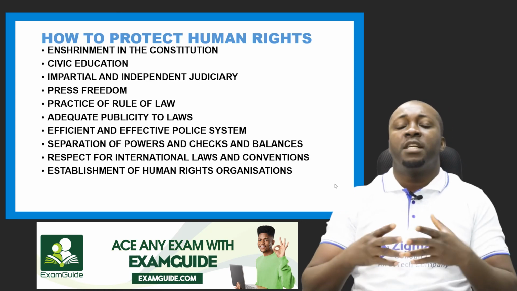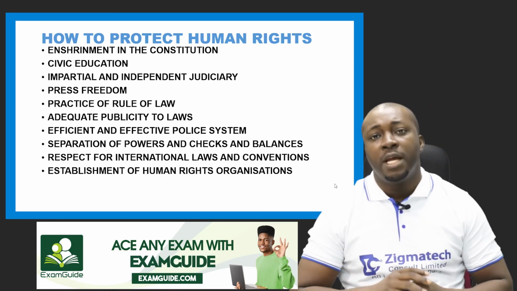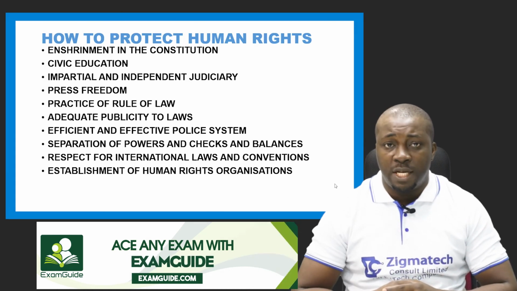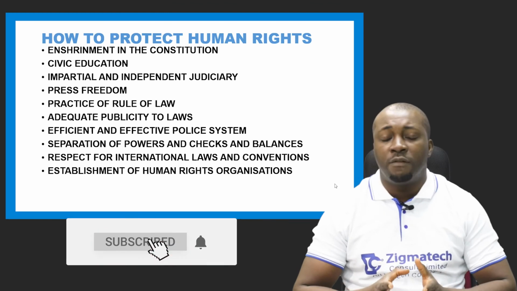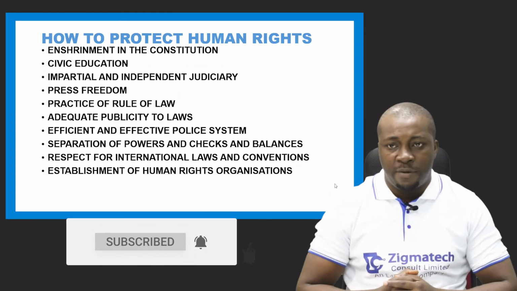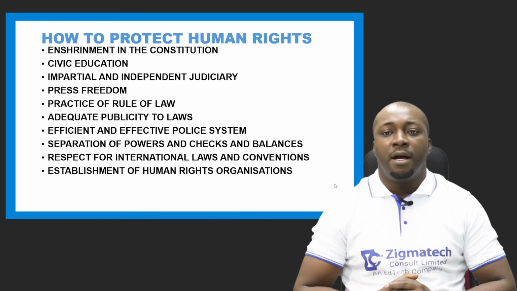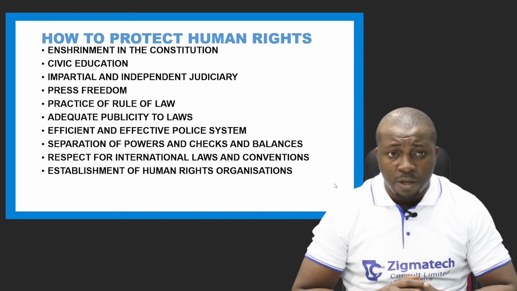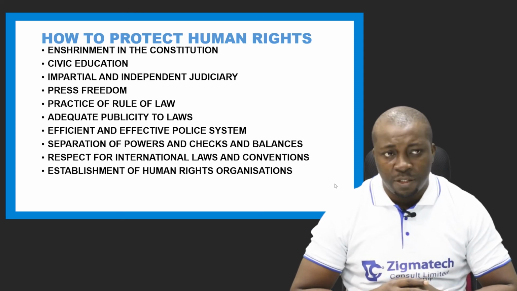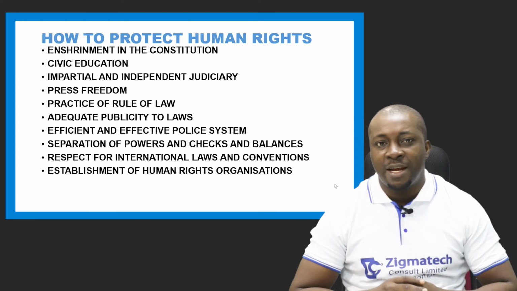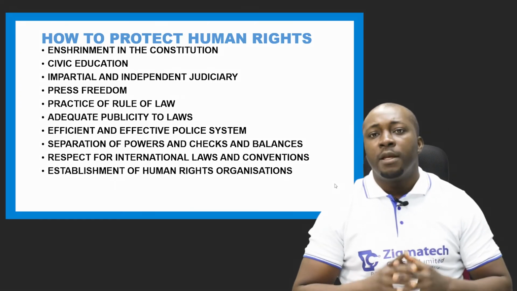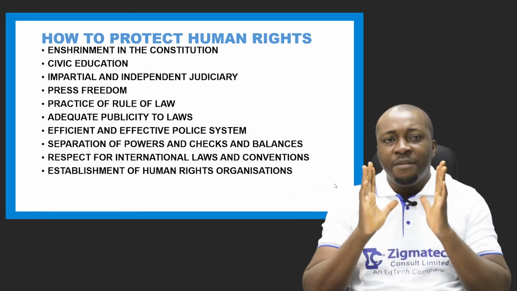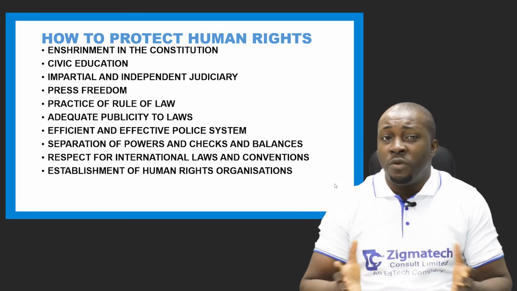Then there should be respect for international laws and conventions, especially the Universal Declaration of Human Rights, which we are going to discuss later. There should be respect for all these conventions that have bearing on human rights by countries of the world. Also, there should be establishment of human rights organizations. Human rights organizations should be established to help to enlighten people about their rights and help to protect people's rights. There should be mass education. People should have knowledge, have their basic education, which will help them to know their rights.